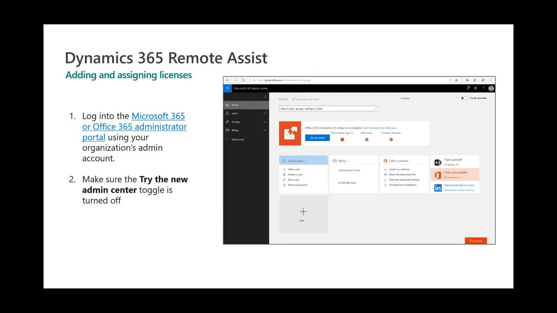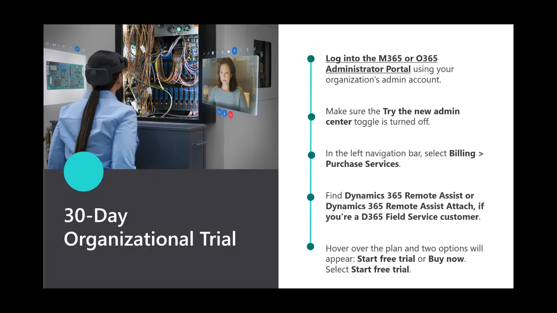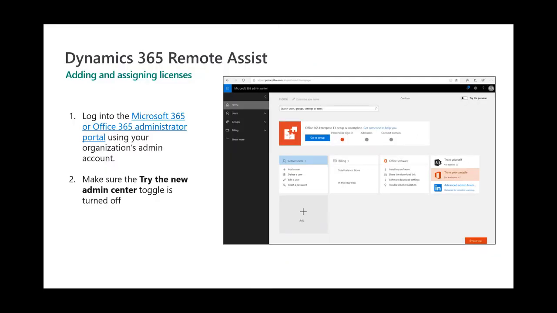And then lastly, just on that last slide, I just wanted to mention this is also a place where you can go and buy Remote Assist licenses, but in this case we were focusing on the trial offers. So now that you have the right device and the appropriate licenses, you can now add and assign users in your organization the right licenses.